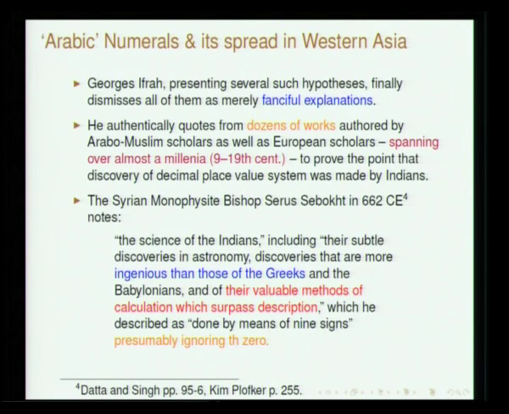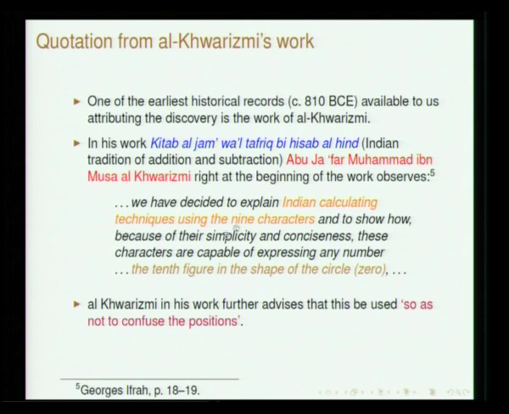So if one were to make a simple comparison, the way this Roman script has to be written, and then addition, subtraction, the kind of facilitation for multiplication, all that it offers is really amazing. That is why even Laplace was of high praise with reference to the advent of this decimal place value system. Al-Khwarizmi also, in his work, says, we have decided to explain Indian calculating techniques using the 9 characters and to show how, because of their simplicity and conciseness, these characters are capable of expressing any number. So they are all in high praise of this decimal place value system.